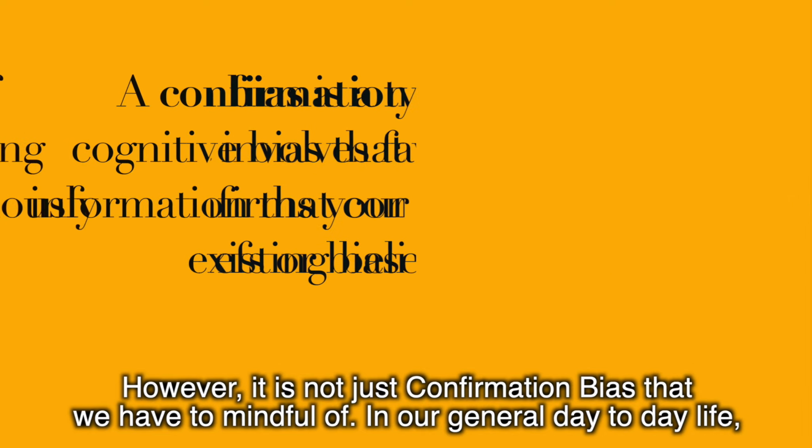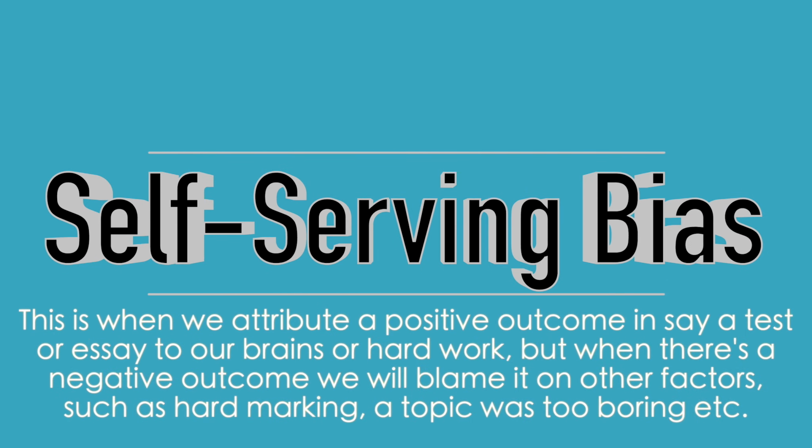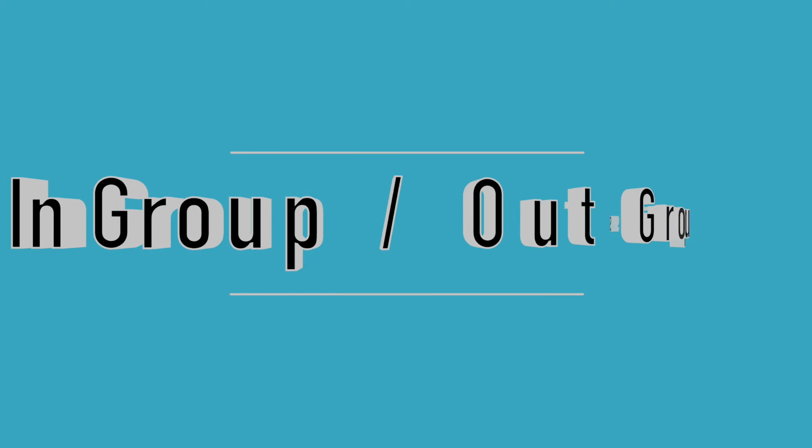In our general day-to-day life, we also need to be aware of other types of bias. For example, self-serving bias. This is when we attribute a positive outcome in, say, a test or an essay to our brains or our hard work. But when there's a negative outcome, we will blame it on other factors, such as hard marking or a topic was too boring.